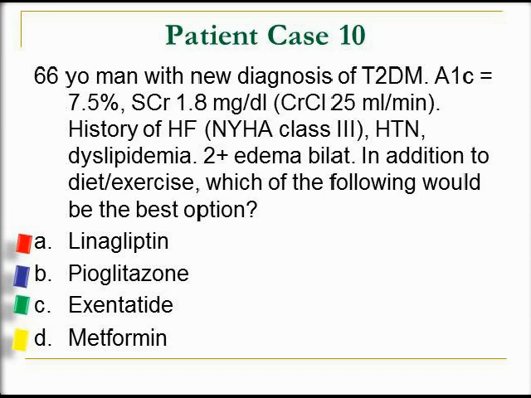Again, because the A1C is only 7.5. If it was 10.5, I'd be putting this patient on insulin. There's a lot of options that are not on the plate for this patient. But the A1C is not very elevated either.